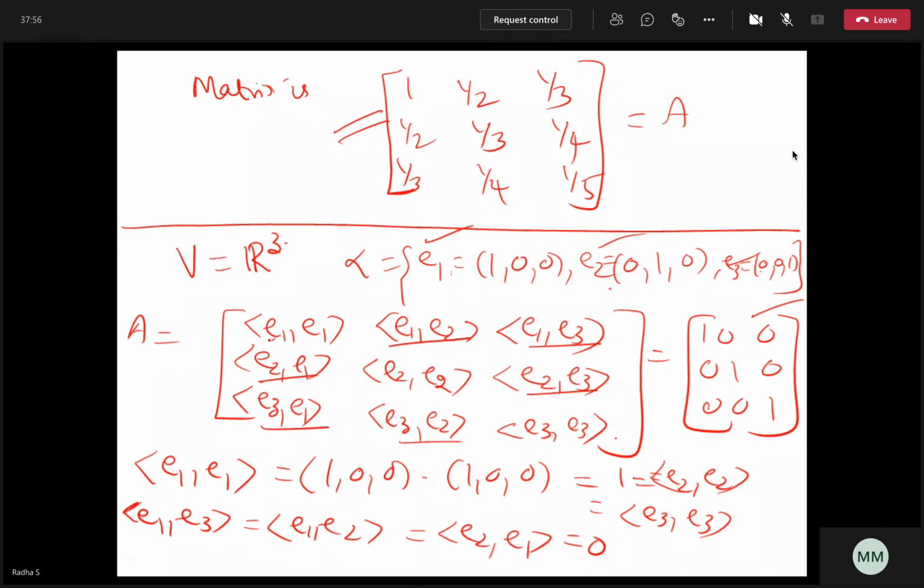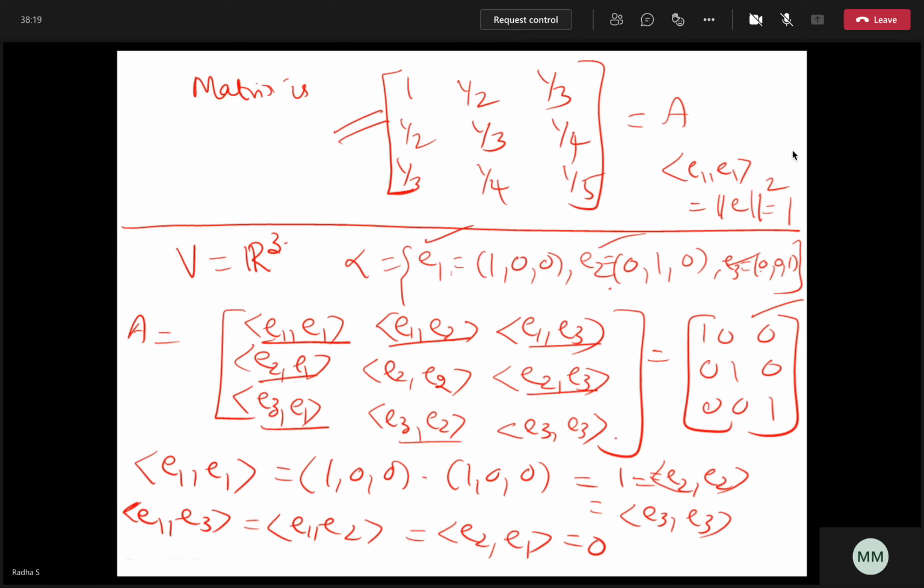And if you find the inner product between two same vectors, that is 1. What does it actually represent? It is norm of E1 squared. So norm of E1 squared is 1, norm of E1 is 1. What do you mean by norm of E1 is 1? E1 is a unit vector.